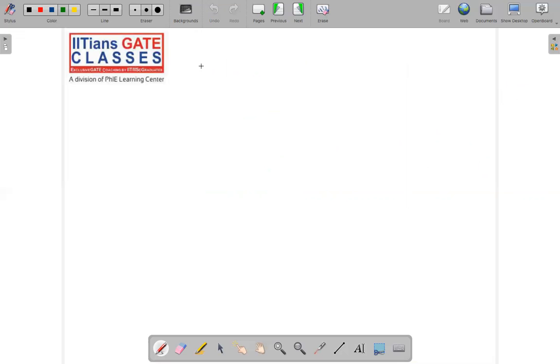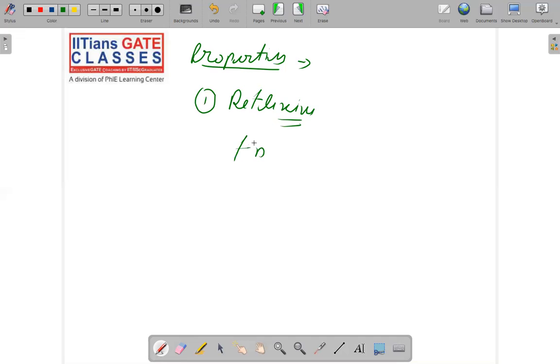So let's talk about some properties of asymptotic notation. First one is reflexive. Reflexive means Fn equal to some notation of Fn. So if the notation is order, can it be true? Yes, it will always be true. Fn equal to big O of Fn.